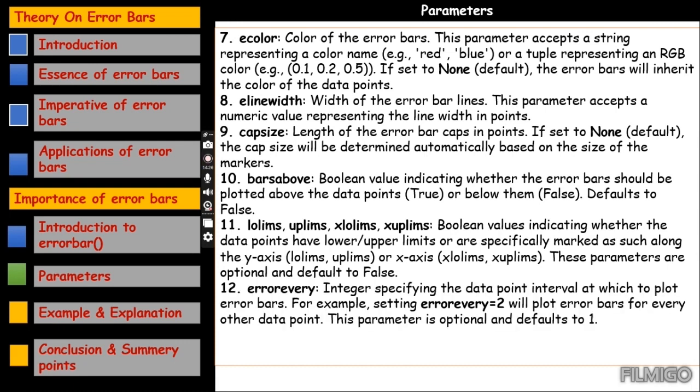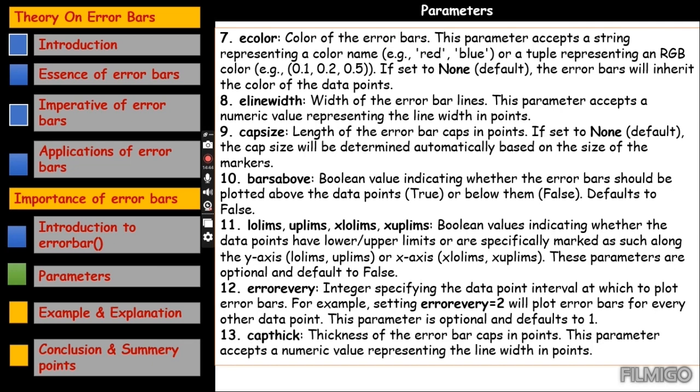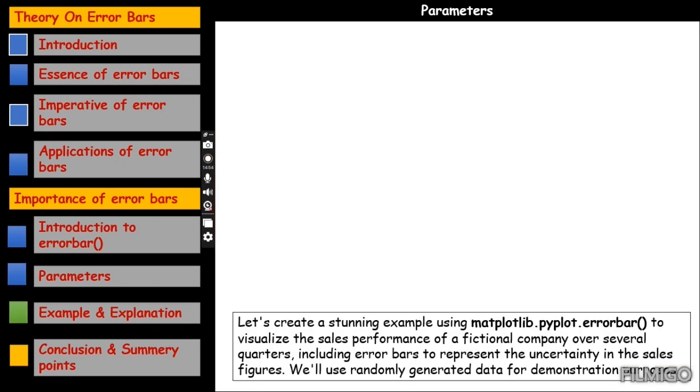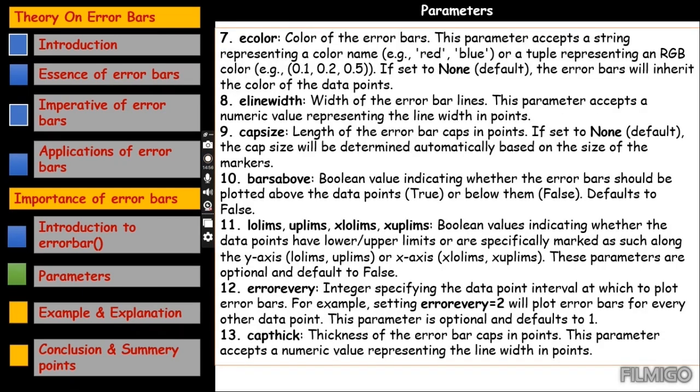errorevery: integer specifying the data point interval at which to plot error bars. For example, setting errorevery equals 2 will plot error bars for every other data point. This parameter is optional and defaults to 1. capthick: thickness of the error bar caps in points. This parameter accepts a numeric value representing the line width in points. The *args and **kwargs allow passing additional arguments and keyword arguments that are then passed to the underlying plot functions.